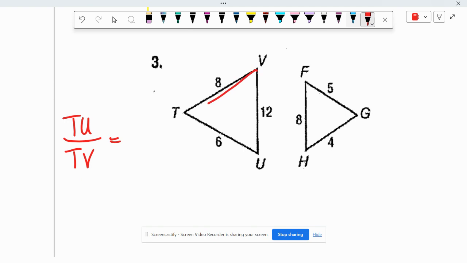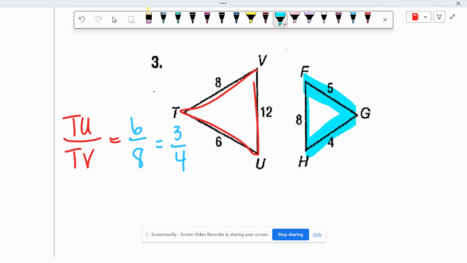I'm just looking at this triangle right here. What is the fraction TU over TV? What is the side measure of TU? 6 over 8. Okay. So what does that reduce to? What is 6 over 8 reduced to? 3 over 4. Okay.